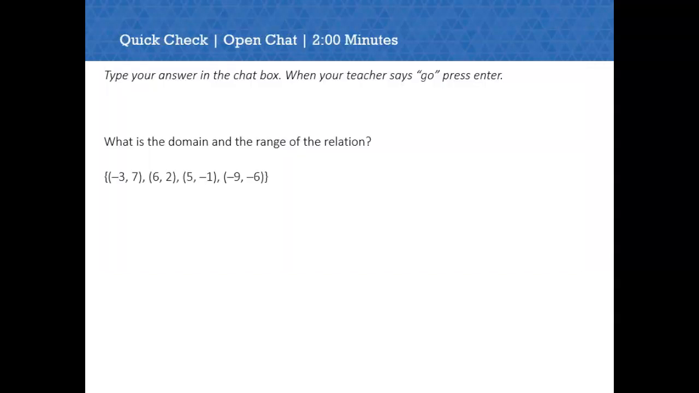So what is the domain and the range? The domain are the x values, so -3, 6, 5, and -9. The range, 7, 2, -1, -6. Simple as that. Domain are the inputs or the x, range are the outputs or the y.